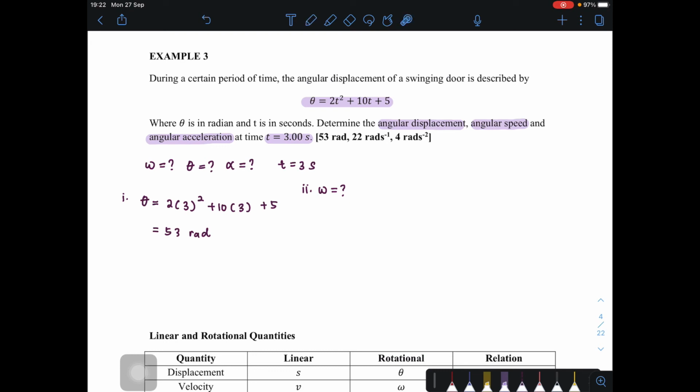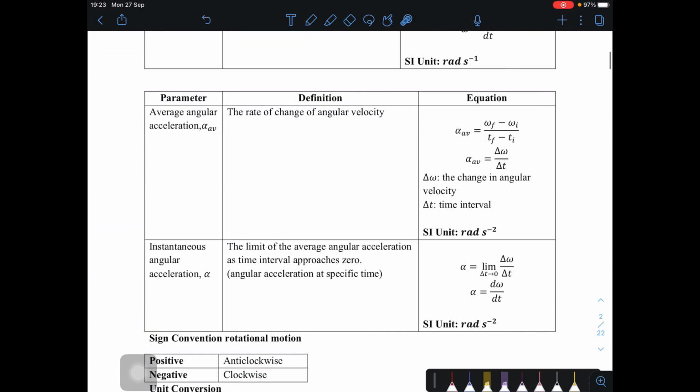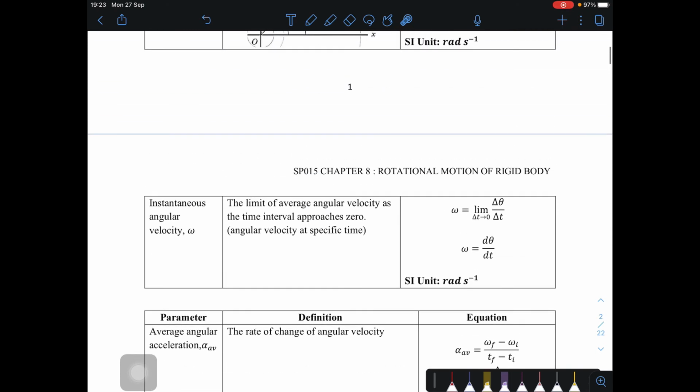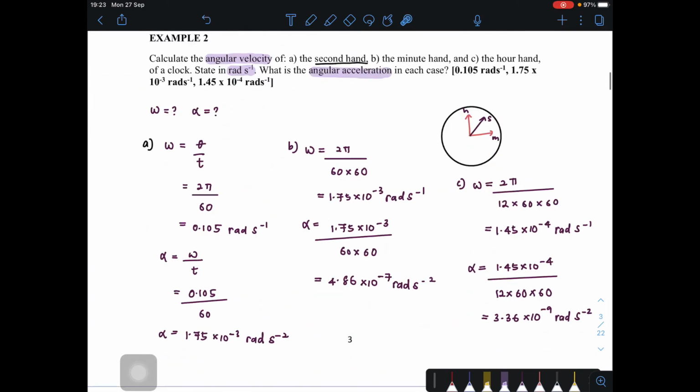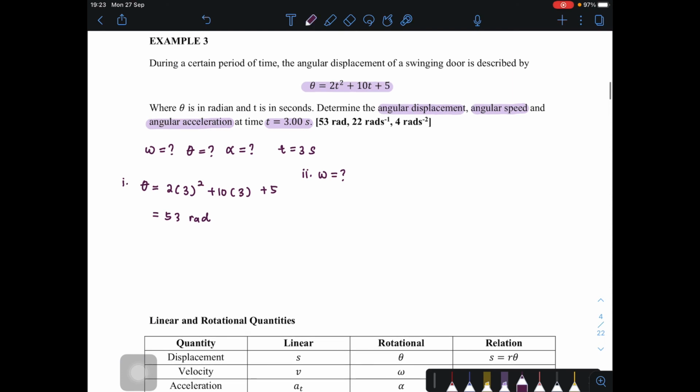So since this one adalah instantaneous, sebab dia bagi at specific time, right? Okay, so let's see the equation here. So instantaneous angular velocity, which is this one. So we need to use this formula here. Omega is equal to d theta divided by dt. So meaning that here, we need to do some differentiation. So kita kena differentiatekan the first equation here.